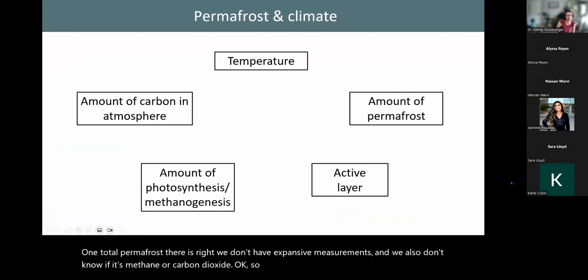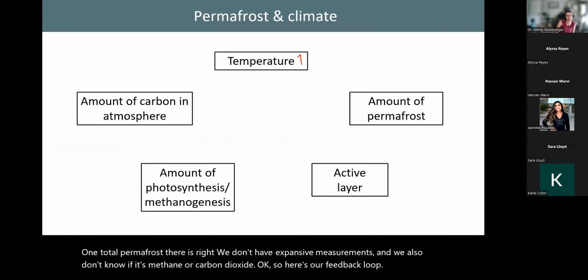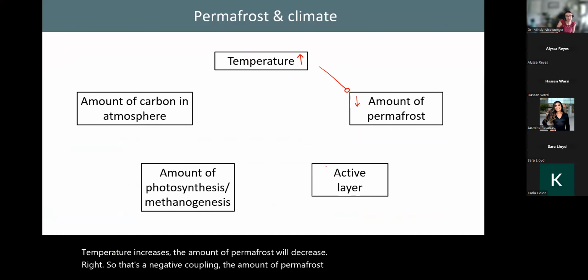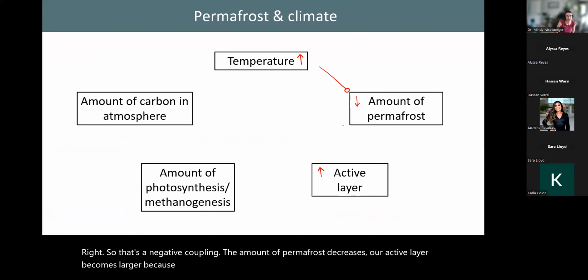Okay, so here's our feedback loop. Temperature increases, the amount of permafrost will decrease, right? So that's a negative coupling. The amount of permafrost decreases, well, then our active layer becomes larger because temperatures are increasing. So that's a negative coupling.